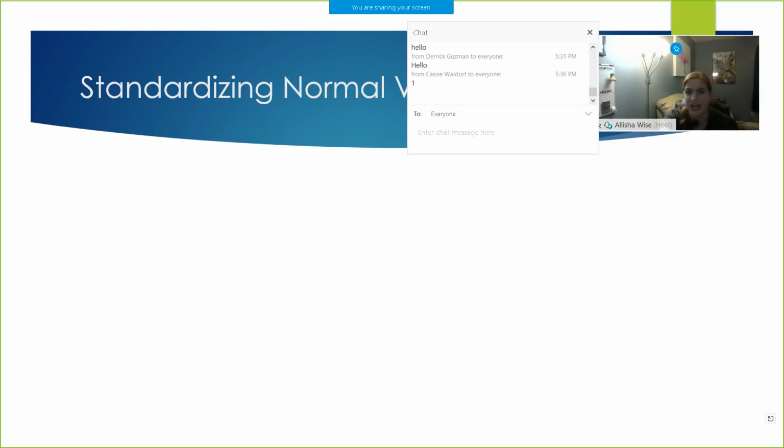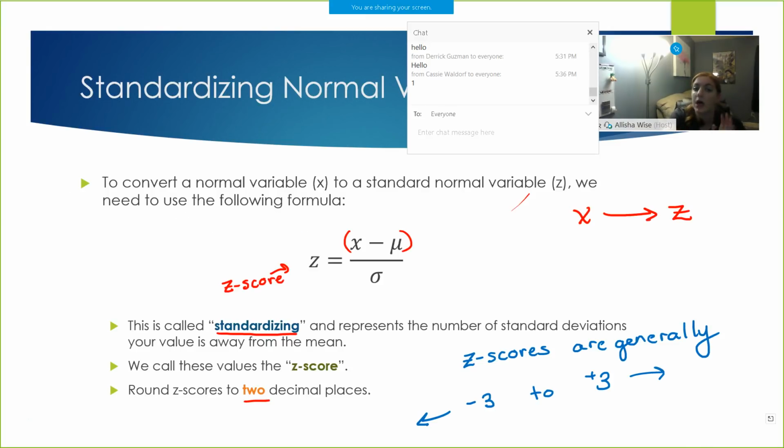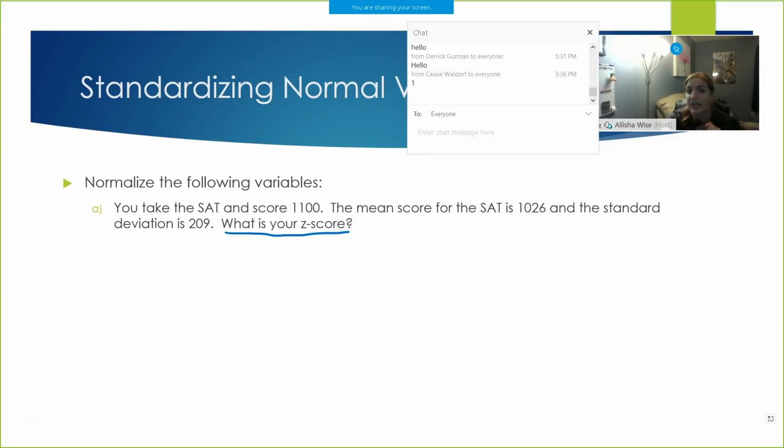Let's do some examples so you can see the difference. In this word problem, you take the SAT and score 1,100. The mean score for that SAT is 1,026 and the standard deviation is 209. What is your Z score? Whenever they ask, what is your Z score, you automatically jump to the formula that gives you the Z score. That's how you know when to use the Z score formula.